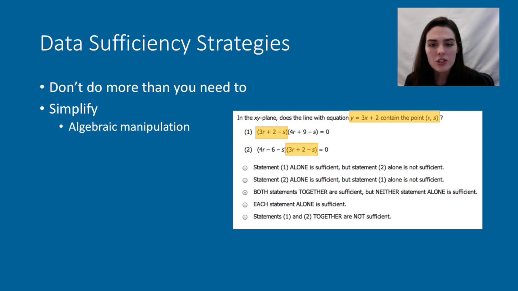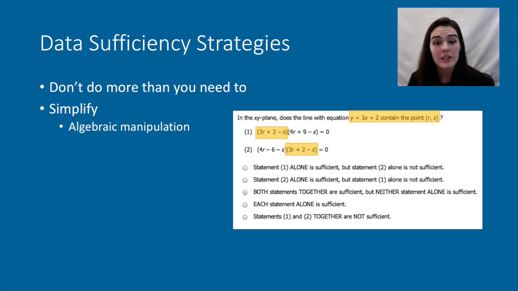So what we can actually do here is think about these statements logically, thinking about 3r plus 2 minus s as a 0 of these equations. And if y equals 3x plus 2 contains the point rs, then 3r plus 2 minus s must be a 0, right? So we need to then go in and look at each of these statements individually and determine, is that for sure a 0 of this equation?